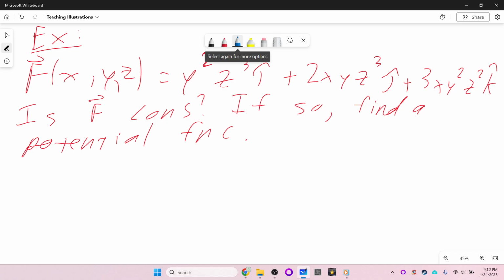It might just say on the question, find a potential function if one exists. Checking if it's conservative is a good way to save some time, because if it isn't, then you don't need to waste time working out what the potential would be, because you know there isn't one.